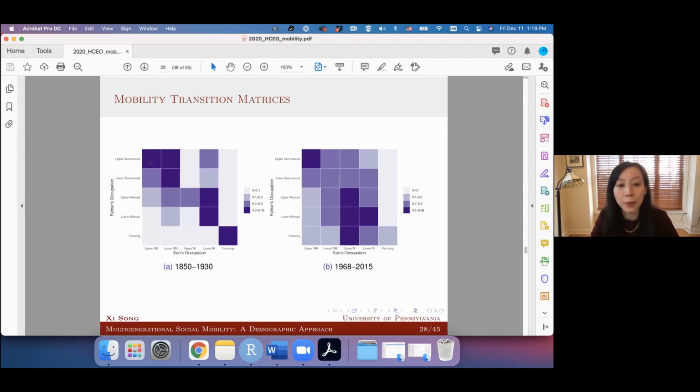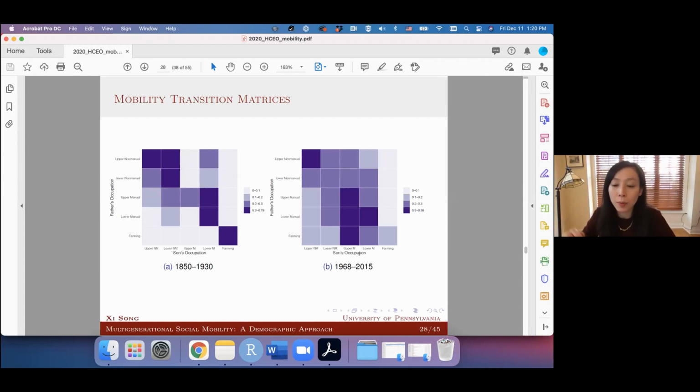So for the historical data, we see a very strong persistence along the diagonals, which means that for most people, they just stay in the same social class as their parents. Whereas in contemporary years, especially for the farming population, now most of them are moving to lower manual or upper manual occupations, and very few of them stay in the same farming occupation as their parents. So intergenerational mobility in the United States has changed dramatically over the past 150 years.